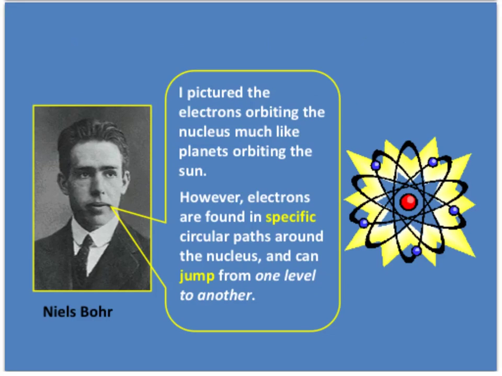So in the Bohr model, he suggested again that electrons orbit the nucleus much like the planets orbit the sun. However, electrons are found in specific circular paths around the nucleus, and they can jump from one energy level to another.